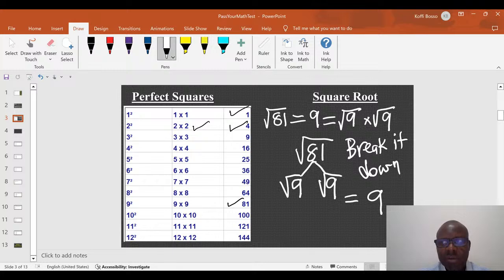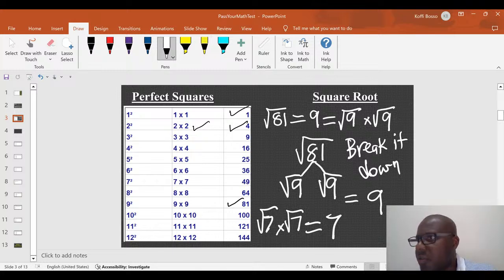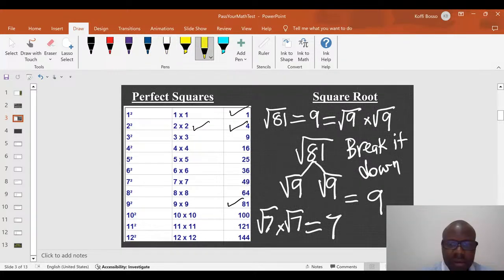I want you to understand that every time you see, for example, the square root of 7 multiplied by the same square root of 7, this will give you a regular 7. Any questions so far? No, all right. The reason is that 7 multiplied by 7 gives you 49. And if you go to this table here, somewhere we have a 49, which is this one.